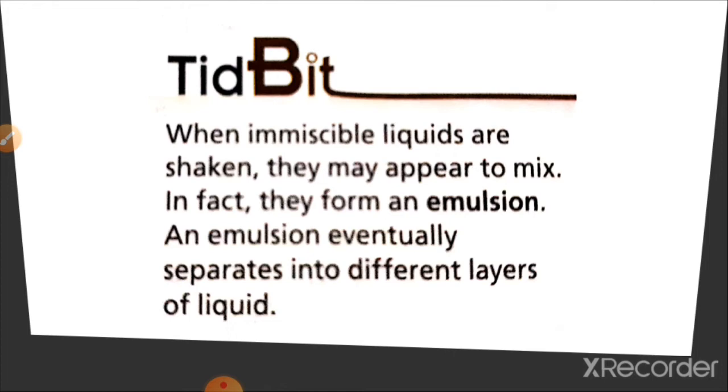Now, you can do this experiment at home. Take a glass, pour water into it, add some oil, and stir it. You will observe that oil and water appear to become miscible, but actually this is not miscible, it is an emulsion. By keeping it for some time, you will observe that two layers are formed.